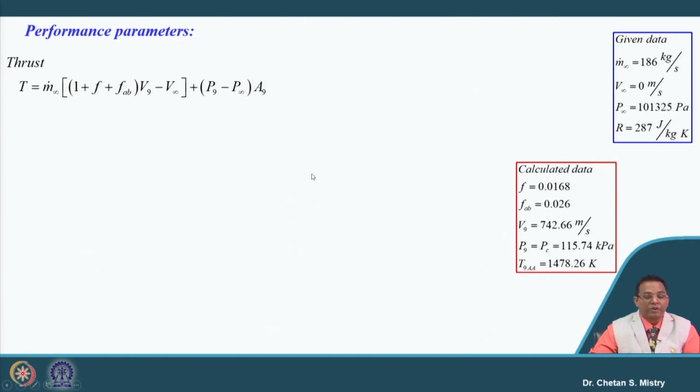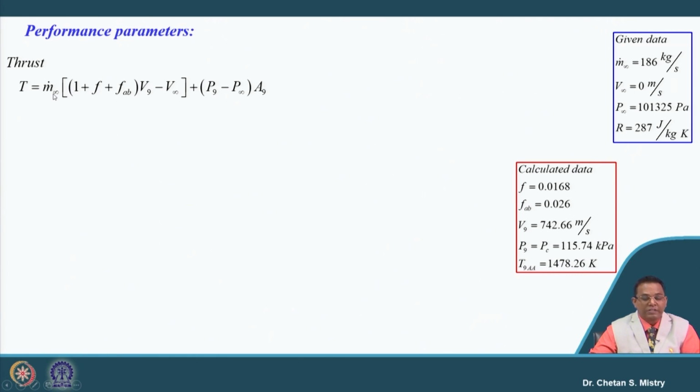Say we have our thrust equation, given by m dot infinity into (1 plus F plus FAB) V9 minus V infinity. Let us recall, since our afterburner is operative, this formulation is different from that of an inoperative afterburner. We will have FAB multiplied with V9, and here this is my pressure thrust, which is P9 minus P infinity into A9.